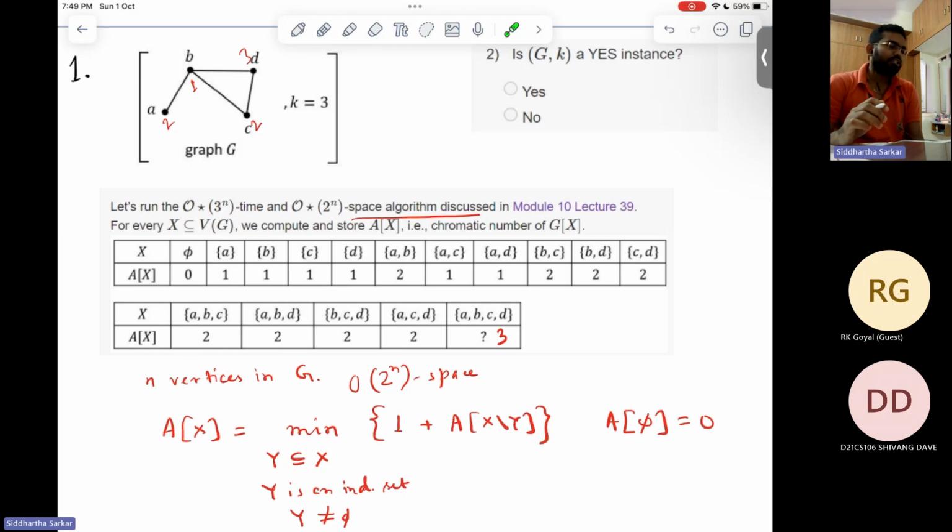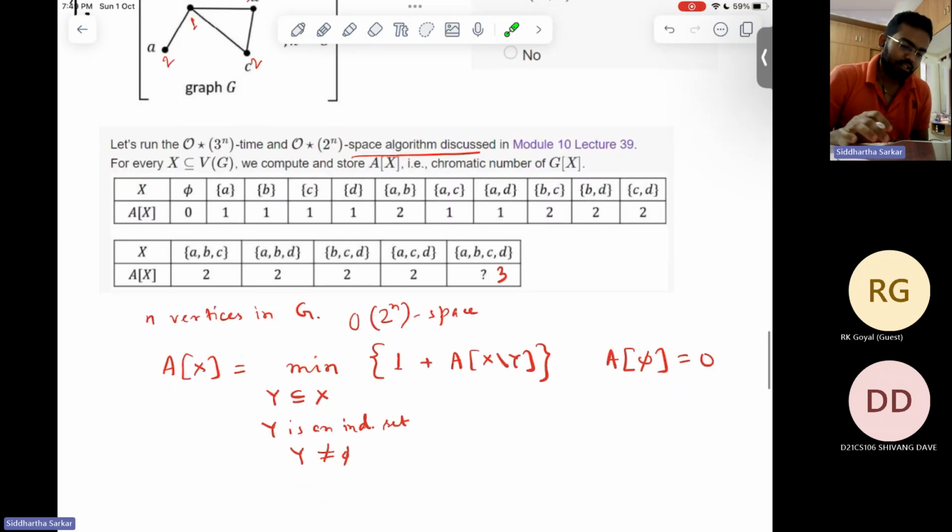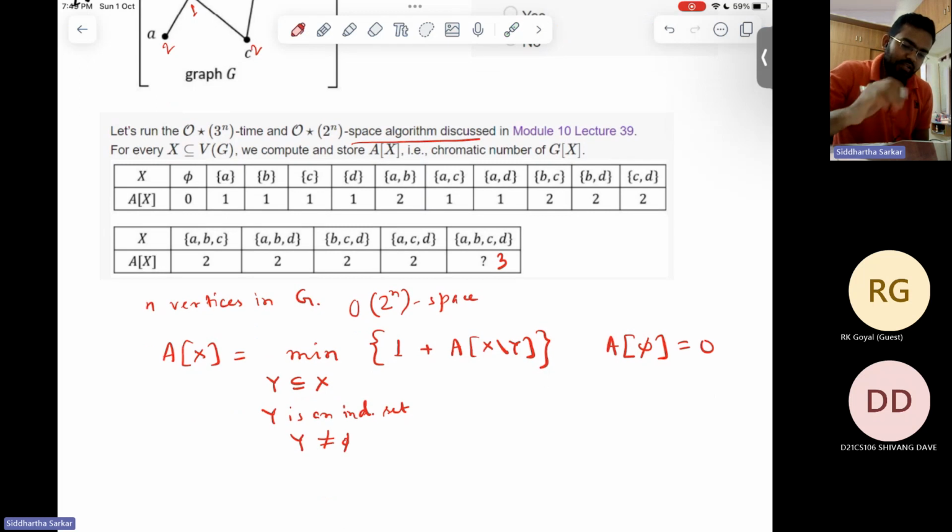The question is, how much time will it take? The space requirement is order 2 to the n, that is immediate, because there are 2 to the power n subsets of n vertices. So now, what is the time to evaluate this expression?